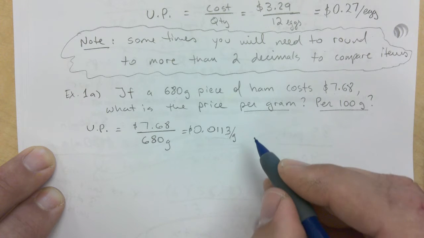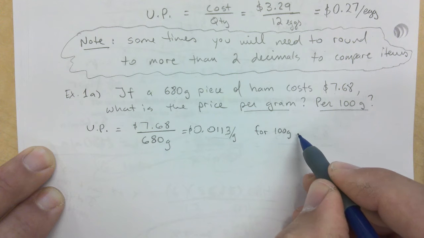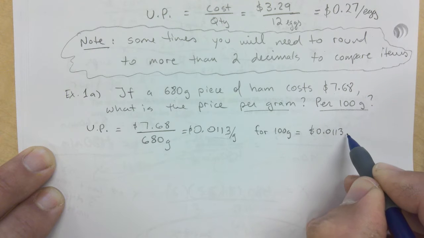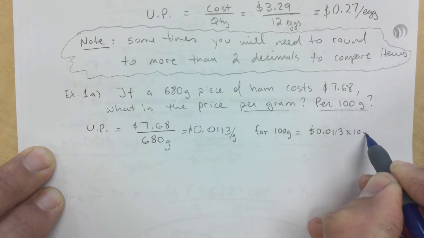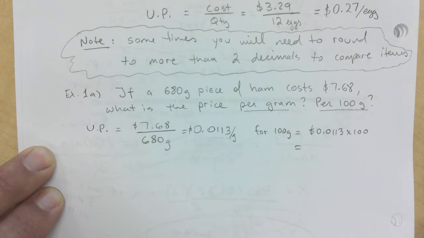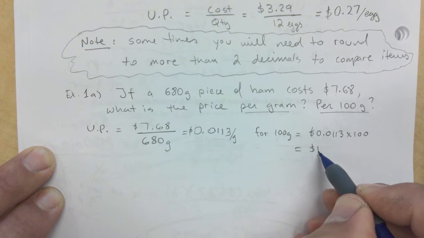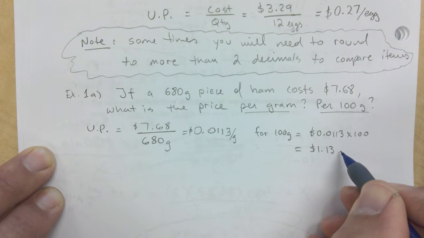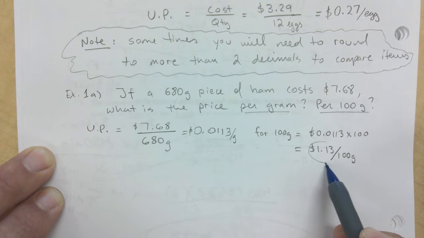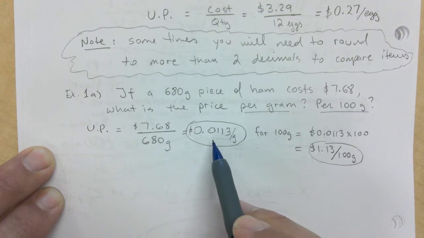So for 100 grams, we will do 0.0113. We'll just multiply that by 100, because if this is what it is for 1 gram, then we'll just multiply it by 100. So what do we get there? It's going to be $1.13 per 100 grams. So this is the price per 100 grams, and this is the price per gram.